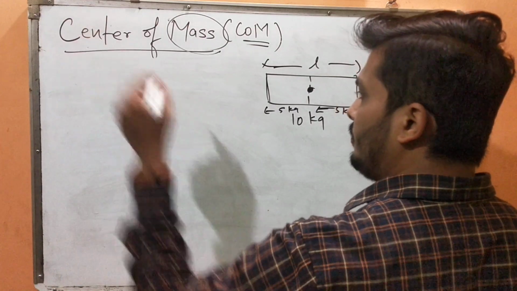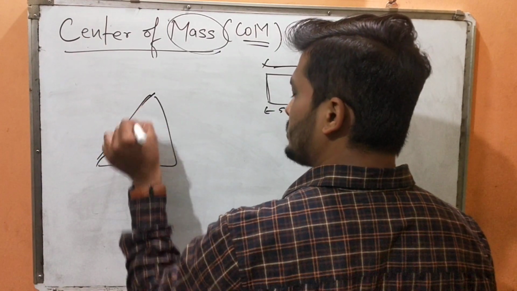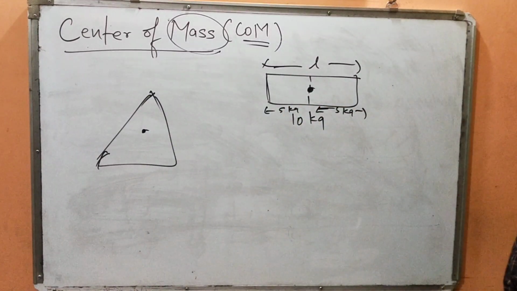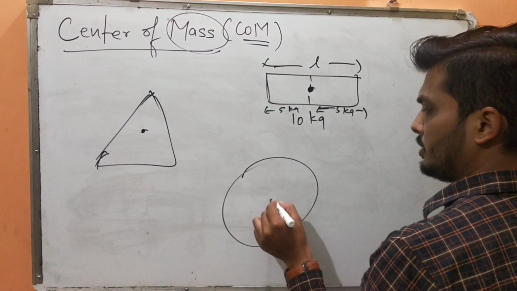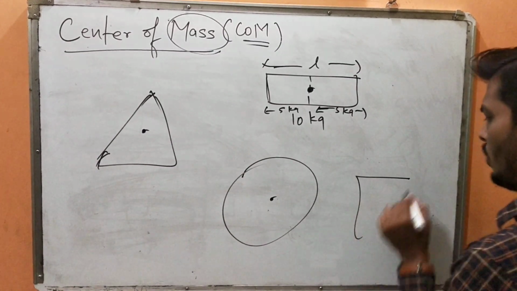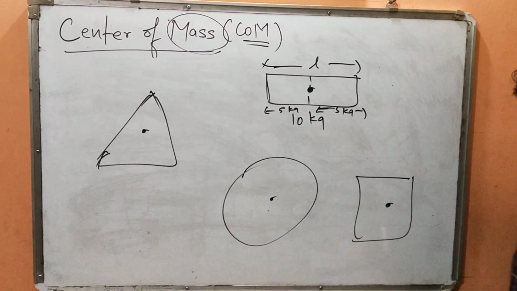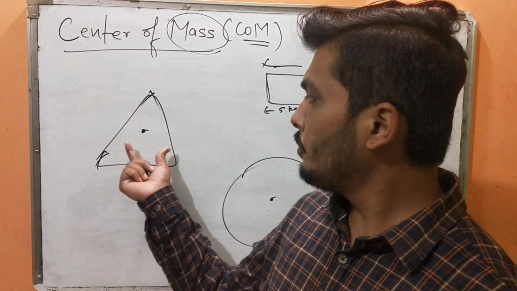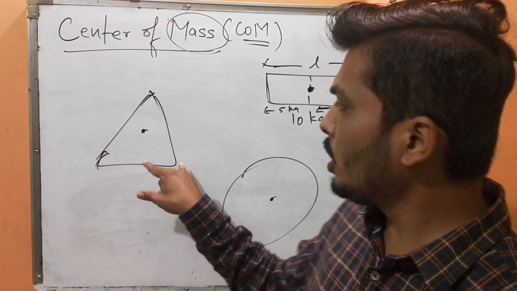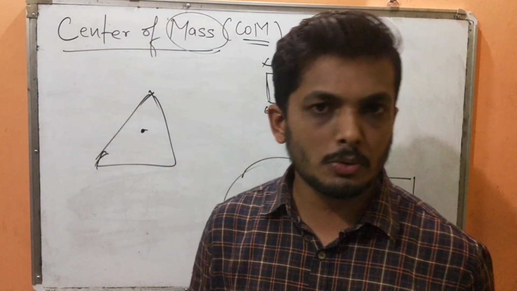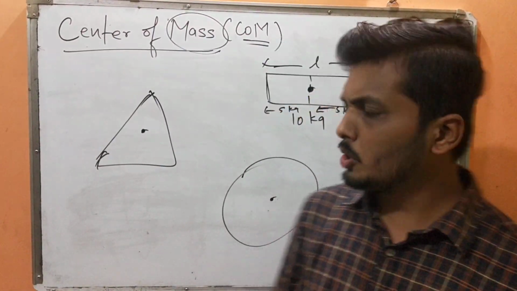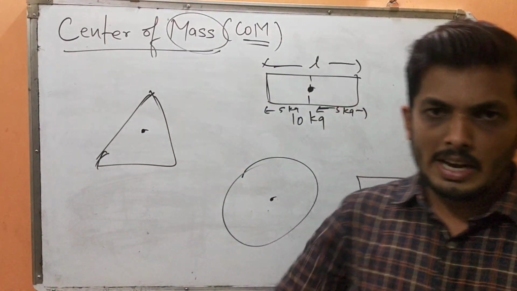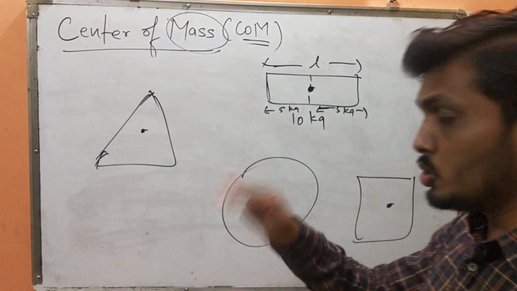Are you understanding? If I take a triangle, where is the center of mass? For an equilateral triangle, it's at the centroid of the triangle. If I take a circle, this is the center of the circle. If I take a square, this is the center of mass. But provided that whatever I am showing you is of uniform density. If it is not of uniform density, then we need to do calculations. There is a different method to do that. But as per your syllabus, we usually consider a uniformly distributed mass, where the mass is not distributed unequally.